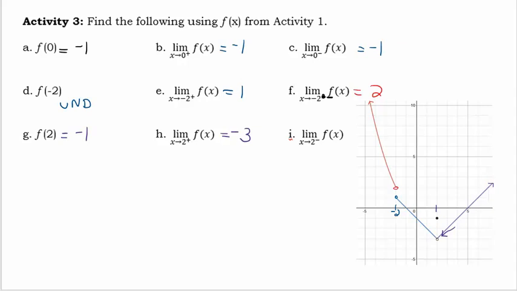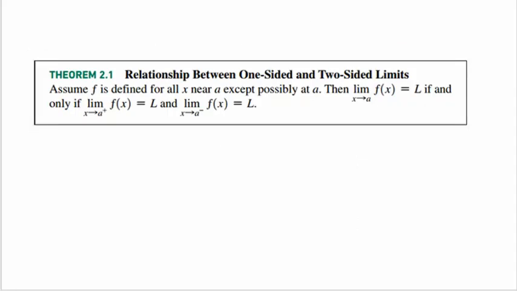As x approaches -2 from the left, the value of the function is headed towards -3. So here we have the left-hand limit and the right-hand limit equal to each other, but that's not the value of the function. All right, so this left-hand limit and right-hand limit are used to define what it means to have a limit at any point.